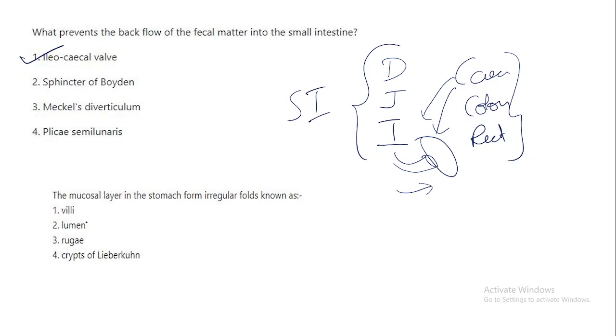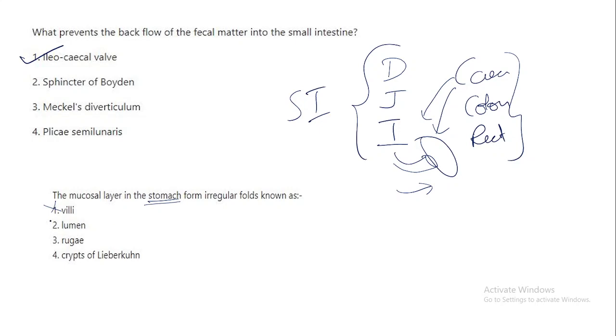Alright. Next question. The mucosal layer in the stomach forms irregular folds known as... okay, if you remember, I gave you an example: if you soak your fingers in water for a long time, they become very wrinkly, right? And I used a term for that. Do you think it's villi? No, we know what villi is. These are finger-like projections in the small intestine. So it's not the answer because they're asking us about the stomach.